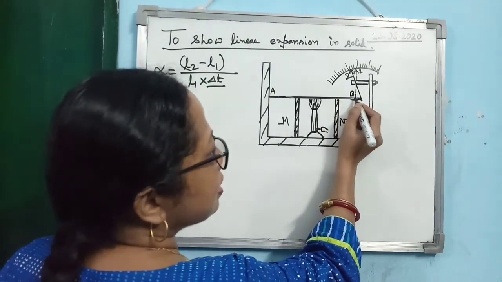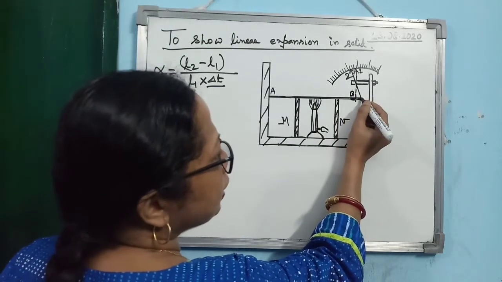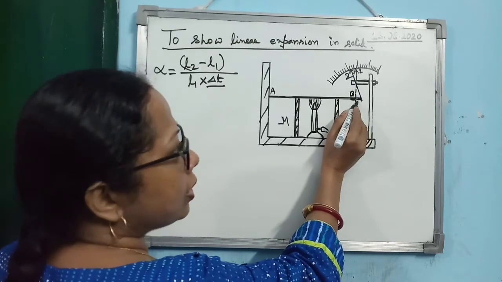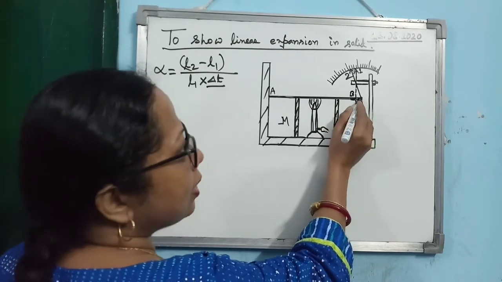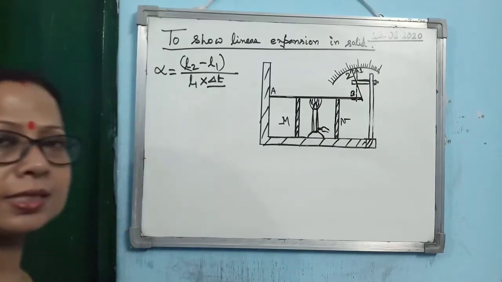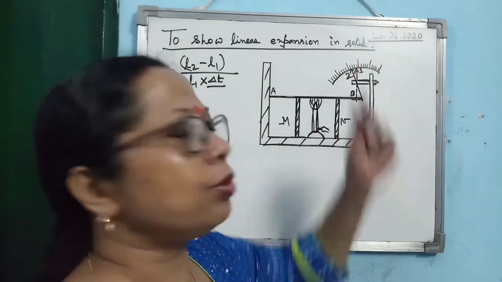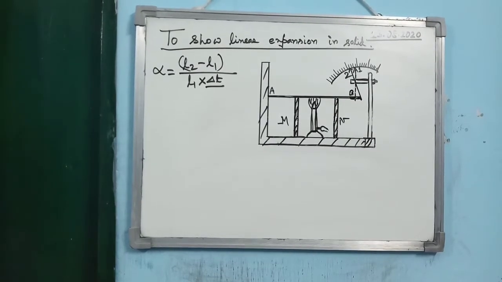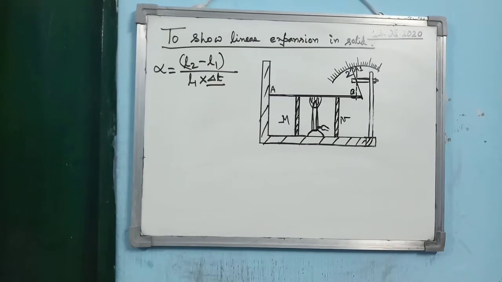You see this portion, this portion is the extended part. So the extended rod is pushing the pointer, and you see the pointer is moving on the scale. From the scale you can find out the amount of linear expansion. You can see that the more heat you give, the more will be the linear expansion. So this is the way you can demonstrate by a simple experiment the linear expansion in a solid on heating.